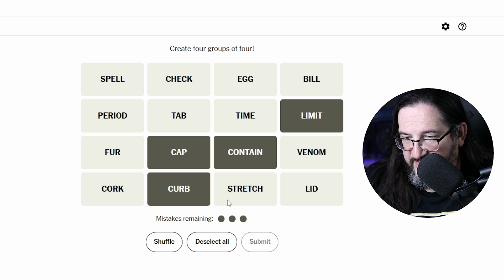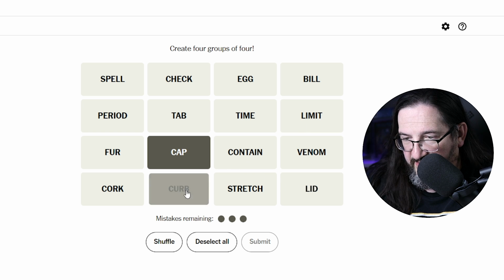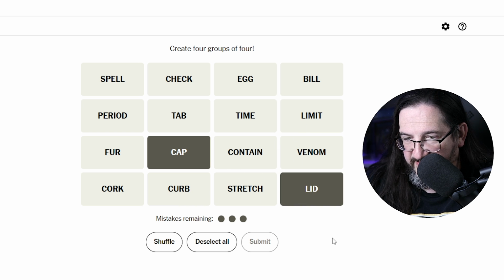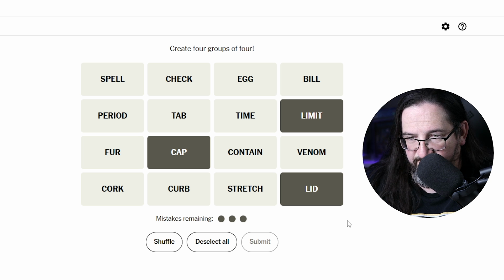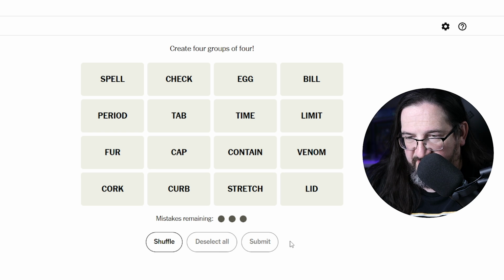And see, I think there could be some other things here too. A cap, a lid, right? A limit. I think I'm going to hold off on this. I think there's maybe two adjacent categories. They're too close to each other. So I'm going to hold off on that one.